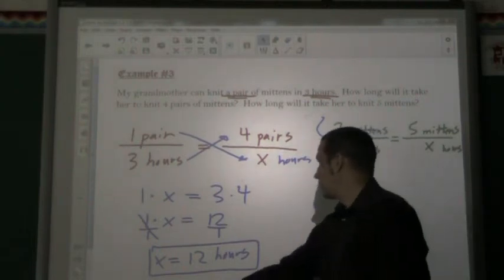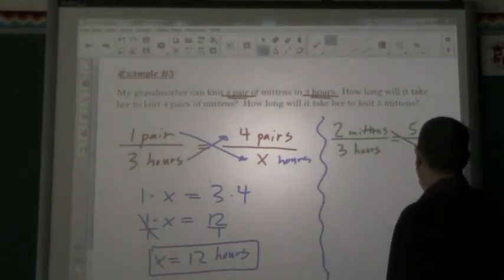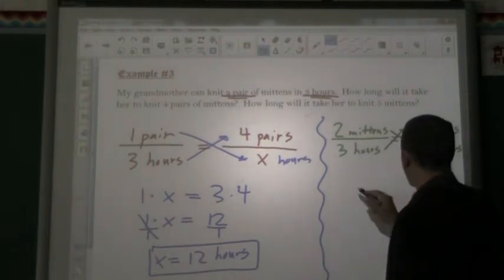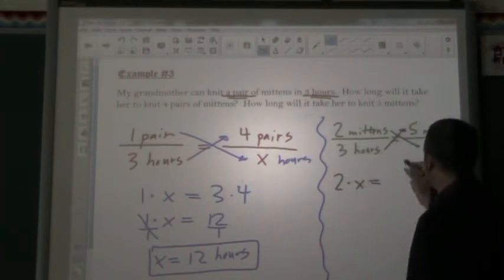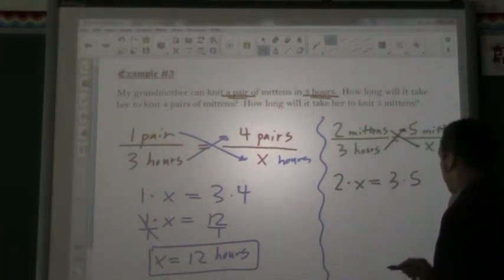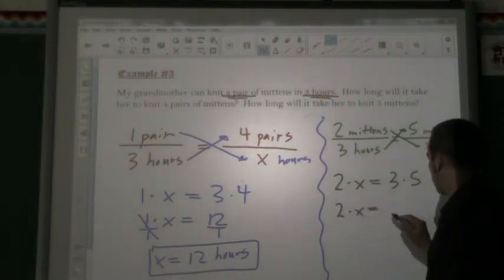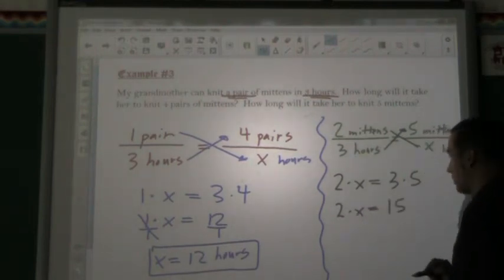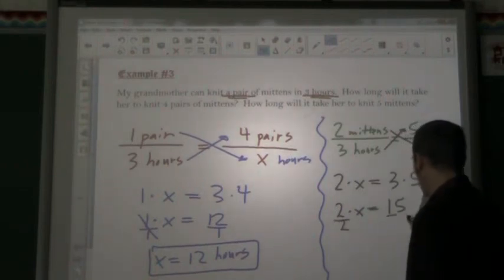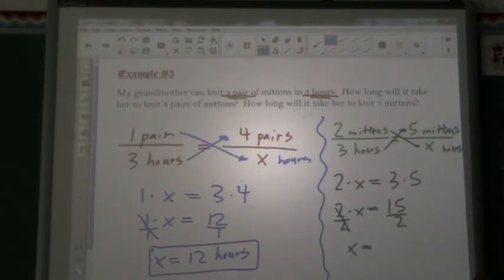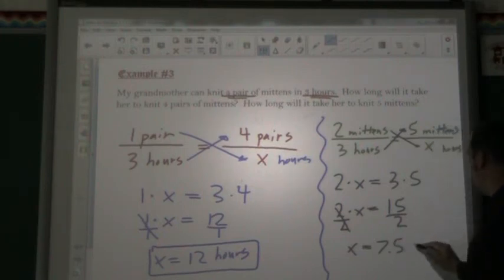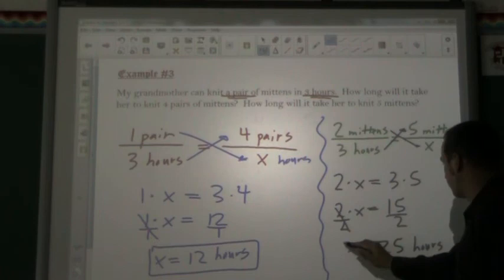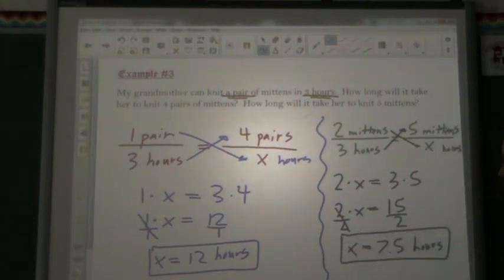So once again, I'll do my cross multiplication. So 2 times x is equal to 3 times 5. So I have 2 times x is equal to 15. Divide both sides by 2. You end up with x equals 15 divided by 2 is 7 1/2 or 7.5. So it's 7.5 hours. So there's my final answer for that.